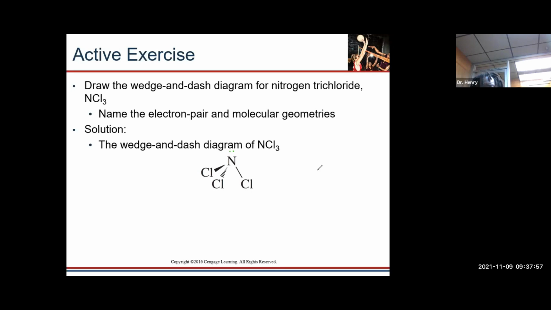So if we're doing NH3, same concept, where we have our lone pair and our nitrogen. This would be one hydrogen, and then we'd have a hydrogen going behind, and then we'd have a hydrogen in the same plane.